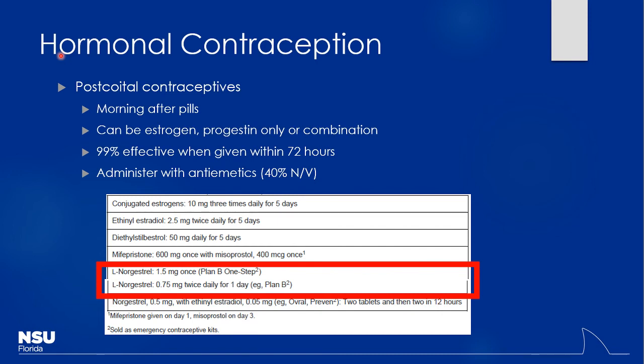It will help to prevent that implantation, the actual conception from occurring there. Typically, these can either be a combination of estrogens or progestin only, or there may be a combination of the two here. So for instance, your typical Plan B, which you can get over the counter from the pharmacy, is going to be just levonorgestrel, which is just a progesterone, as a 1.5 milligram dose. Much higher is a single one-time dose to try and make sure that implantation does not occur, right?